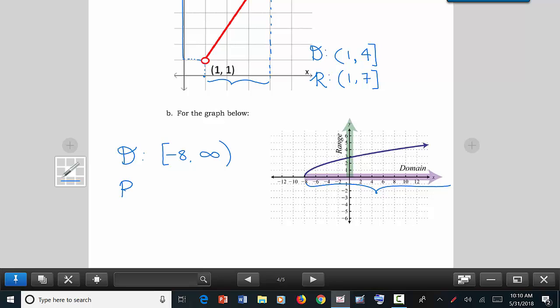Now the range. What is the minimum height of the graph? Minimum height of the graph is again this. So the 0, it is included. That's why we put the bracket. The height is going all the way up. It's extending, it's going up. That's why it is going all the way to infinity. That's how we find domain and range.